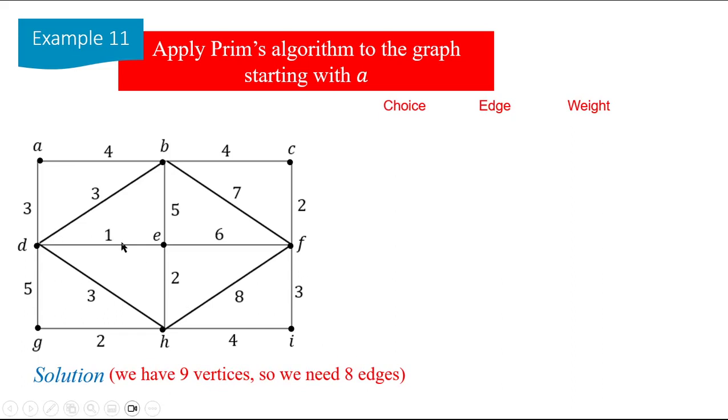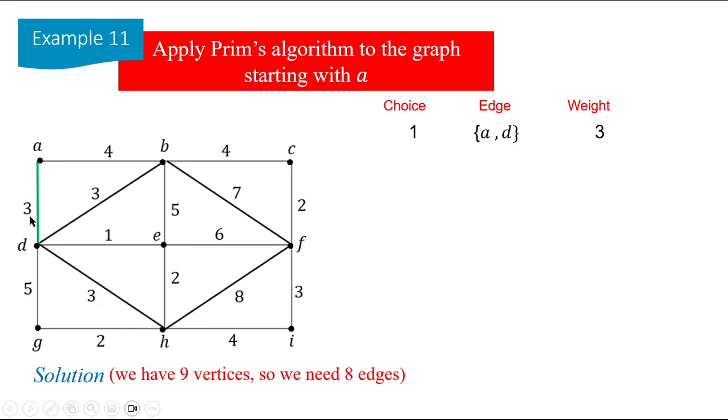9 vertices, 8 edges, started with A. Now, before you do that here, from A you have 4 or 3. Actually, you can start with any point because all these points have to be on the spanning tree. So we start with A. You have an option to take 4 or 3. You have to take the minimum of the 2. You take the 3.